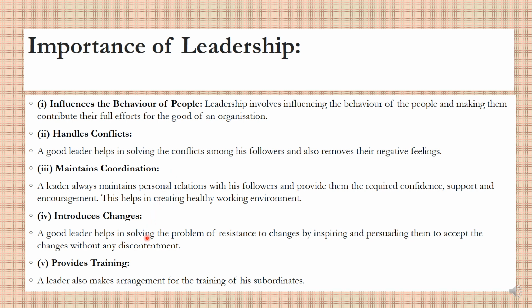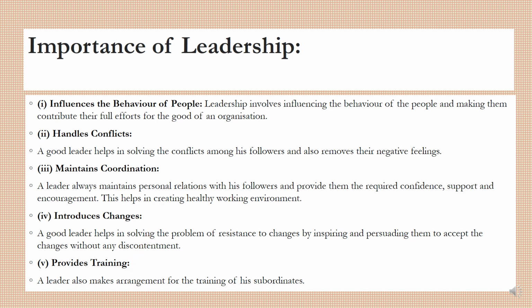Then it introduces changes. A good leader helps in solving the problem of resistance to changes by inspiring and persuading them to accept the changes without any discontentment. So, if you have to bring certain changes, what management does is bring out its leader and tell him to convey this message to the workers or the employees, because if it came from management there would be a perception that yes, it is for our benefit, and they would listen to that more.